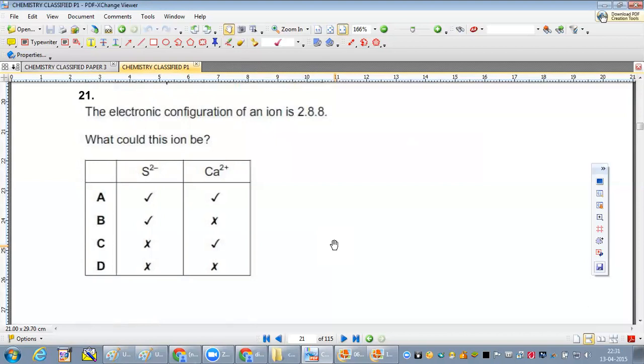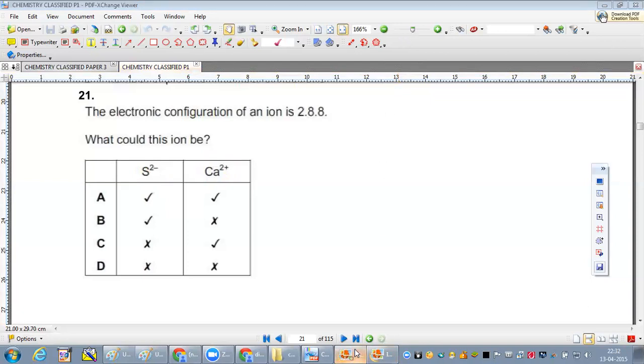Okay. Fine, sir. Now the electronic configuration of an ion is 2,8,8. What could this ion be? Let's work out the electronic configuration of both of these ions. From that we'll come to know whether it is correct or not. So sulfur first of all, we'll look where this element is in the periodic table, and we'll work out the electronic configuration of S2 minus, because this is a 2 minus ion.